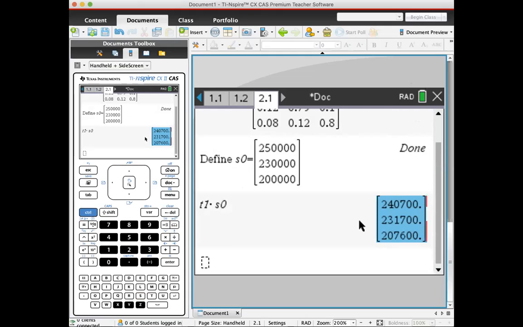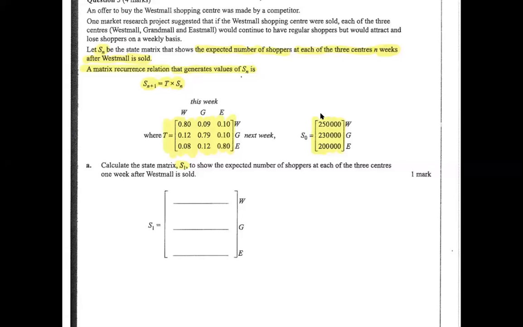Let's just fill in the numbers first. 240,700, 231,700, 207,600.